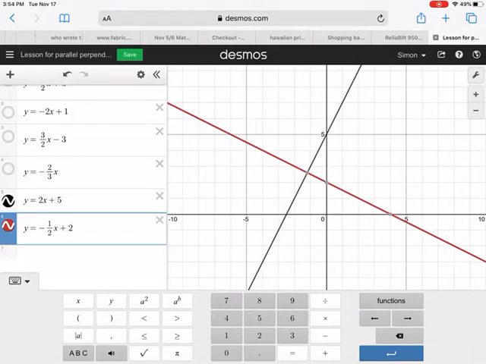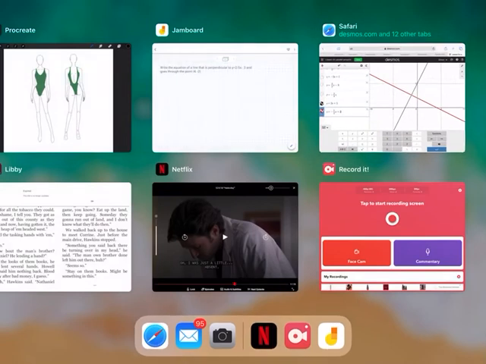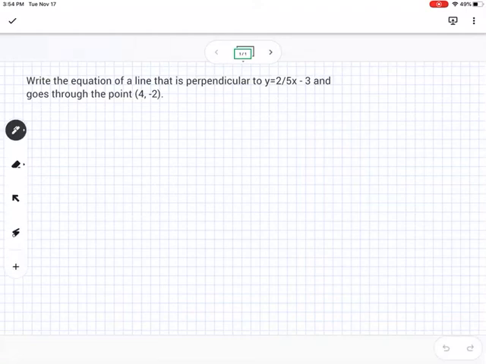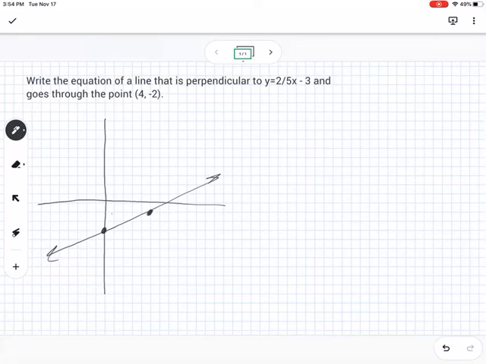Now I'm going to show you one way we can apply this. So I'm going to flip over to Jamboard, and here's the type of question you're going to be doing today. Write the equation of a line that's perpendicular to y equals 2/5 x minus 3 and goes through the point (4, -2). So you could graph this if we wanted, just so we could see what it's looking like. So y equals 2/5 x minus 3 has a y-intercept of -3 and goes up 2 to the right 5. And so that's what our line looks like.